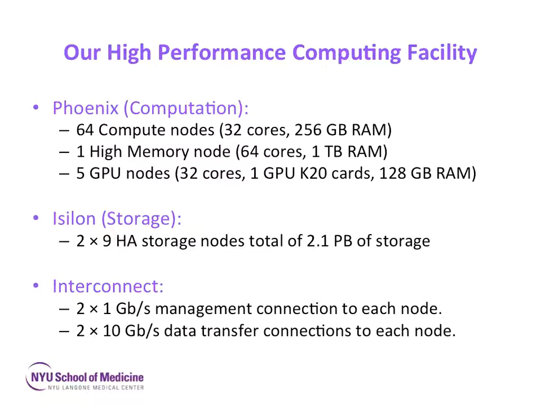Each of them have different queues. So if you want to use any of them, you need to request that node through the submission script. We also have 5 GPU nodes. These 5 GPU nodes have 32 cores and 1 GPU card in them.